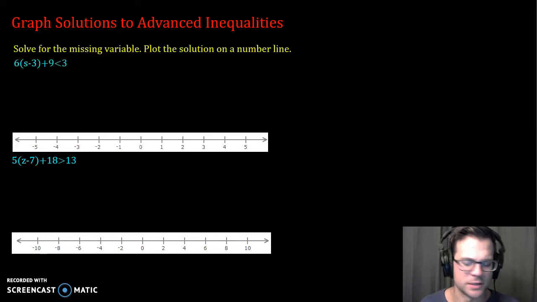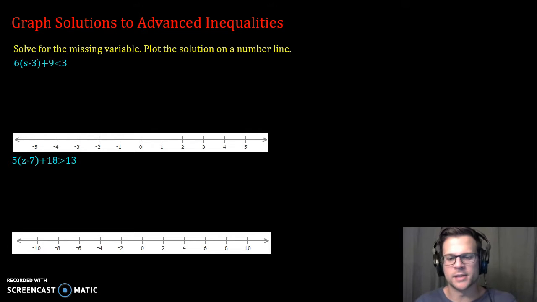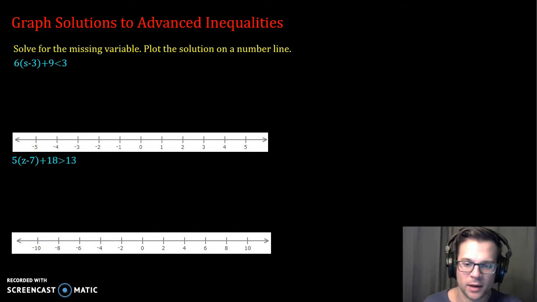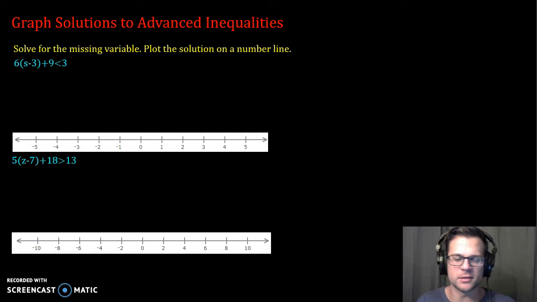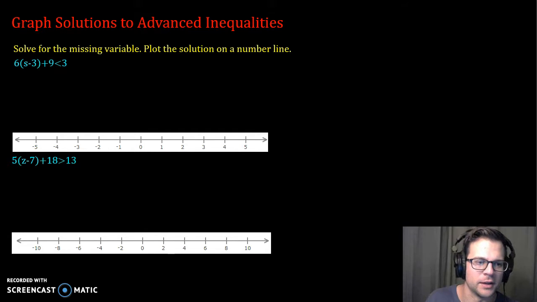All right, so we just got done looking at how to solve advanced inequalities, and now we're going to learn how to graph the solutions. It's the exact same concept. Once you've gotten it solved, we're just going to combine the two things together. And I actually figured out how to use the snipping tool on this, so you don't have to see me create a really nasty looking number line. So let's get right into it.